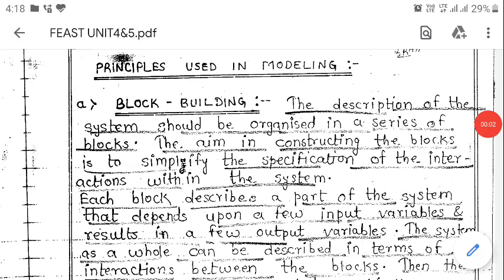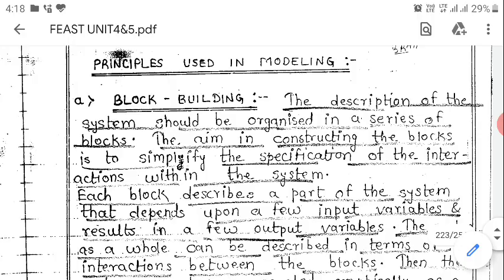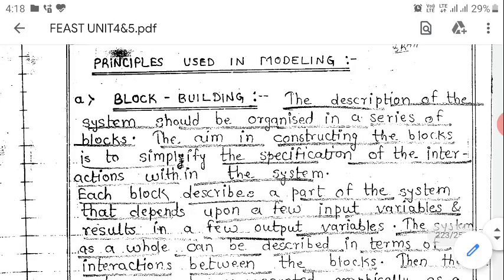Hello students, today we are going to see the principles used in modeling. In the last lecture we have seen the types of models and how models are constructed, and today we will study the principles used in modeling.